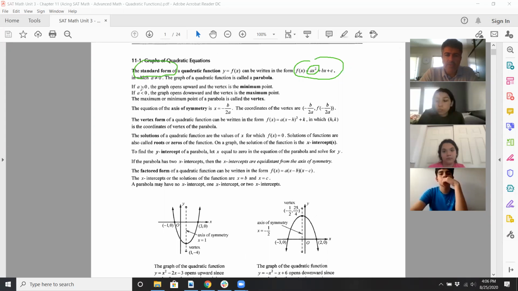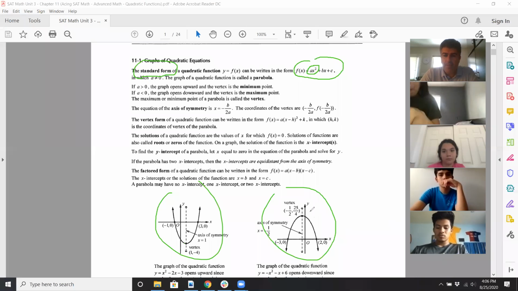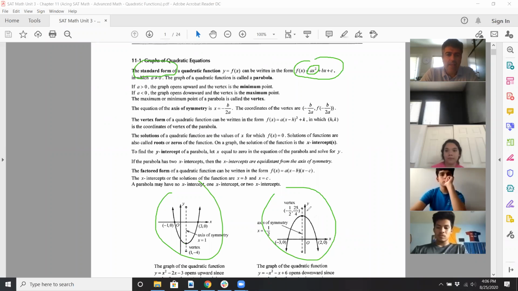Of course, if a is greater than 0, we expect the parabola to open up, like you see right here. If a is less than 0, it opens down, like you see right there. Obviously, if it's opening up, then the vertex represents a minimum. If it's opening down, the vertex represents a maximum. So just some basics.